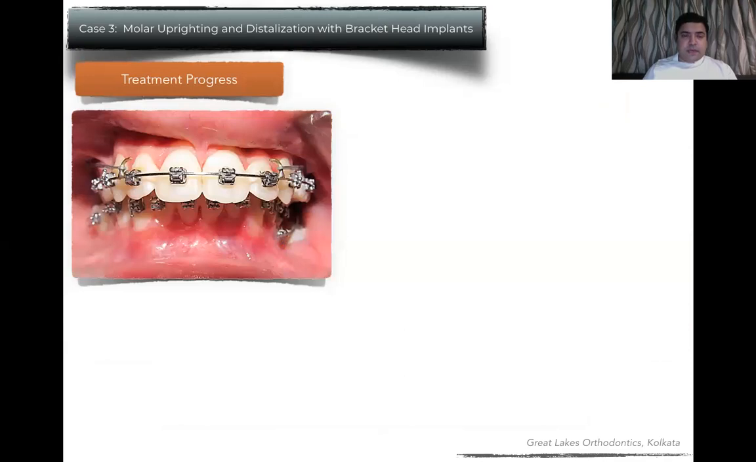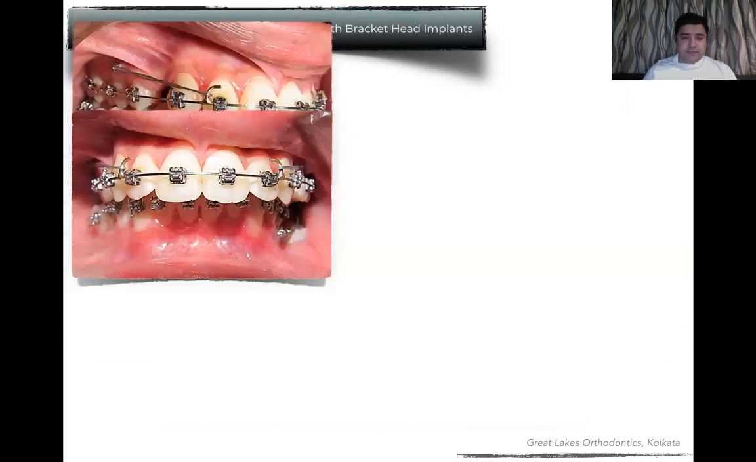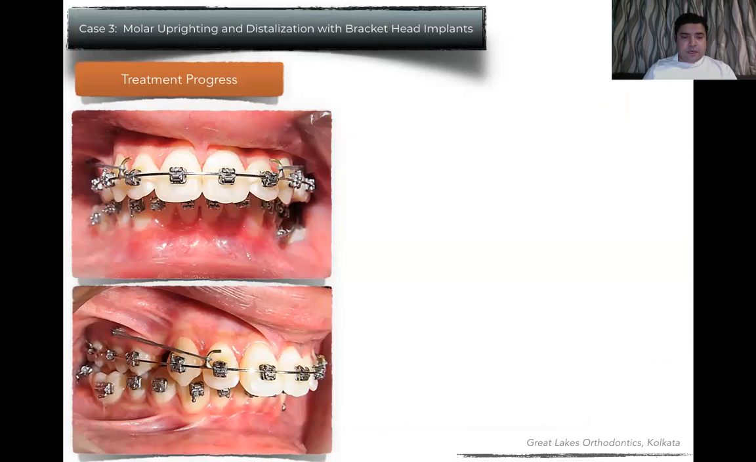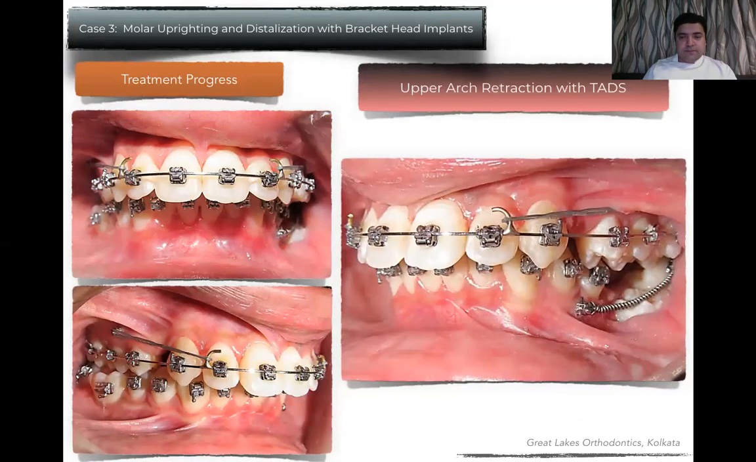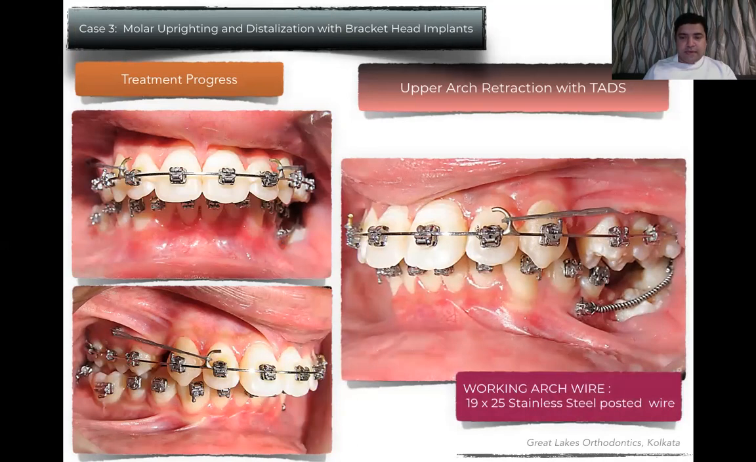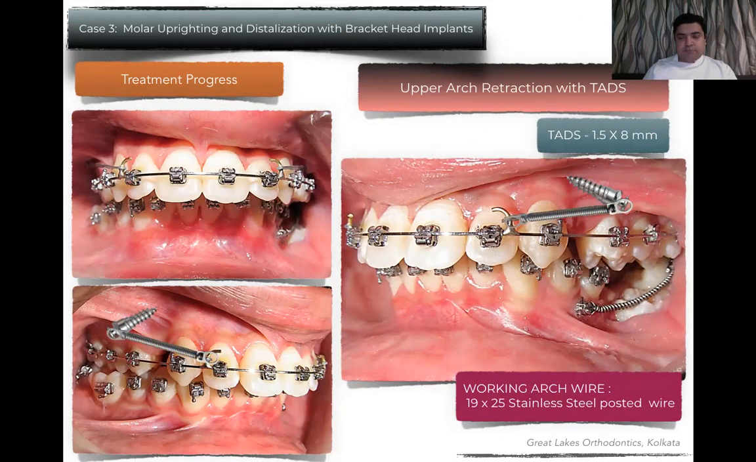So with respect to the upper retraction, which was the main objective of the treatment with respect to the patient, we went ahead with critical anchorage in the upper, and therefore we used TADs in the upper. The working archwire in the upper was a 19x25 stainless steel posted archwire. So we had placed a TAD, which is a simple 1.5 x 8 millimeters. A coil spring or an E-chain was placed, and a force of about 180 to 200 grams was used for the retraction process. However, not everything goes smoothly.